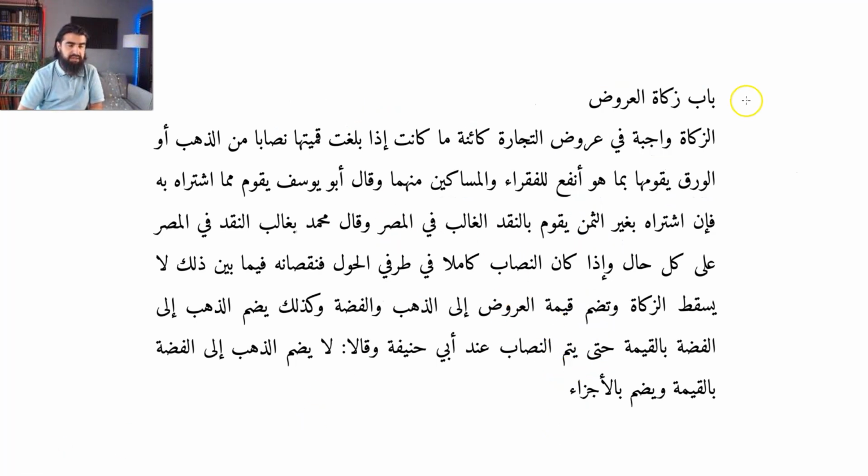So a quick tarkib. Babu zakat al-urud khabar. Hada is the mubtada. Zakatu is mubtada. Wajibatun is the khabar. Urud tijara jar majroor. Kainatan is the khabar muqaddam of kanat. Idha balagat is fi'al. Qimatuha is the fa'il of balagat. Nisaban is the maf'ul bihi. And dhahab, well, okay, you gotta know that. Jar majroor. Yuqawwama yuqawwimu taqweem.